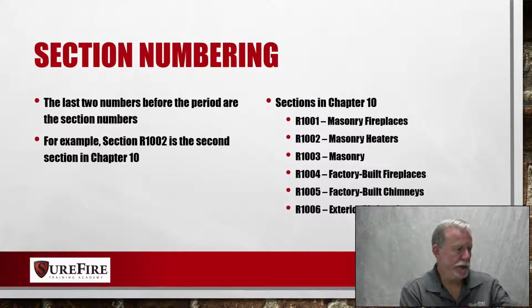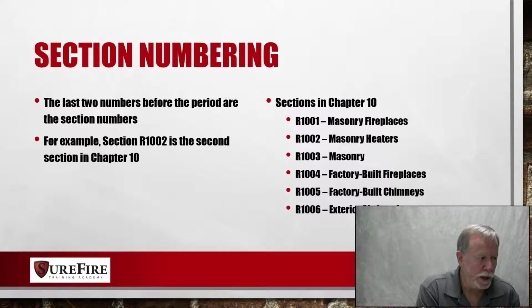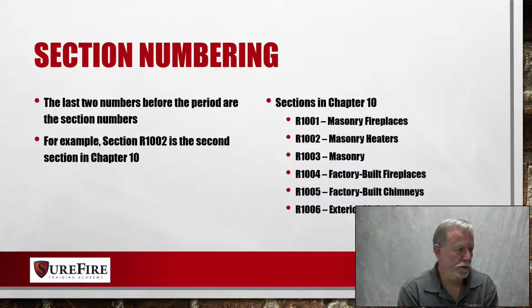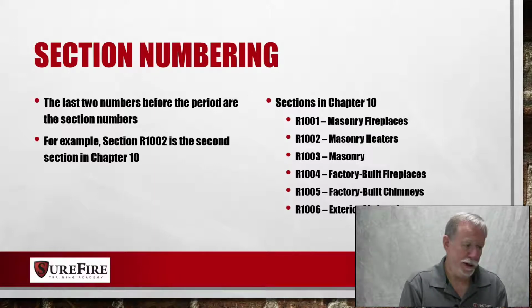In the sections of chapter 10, you can see R1001 is masonry fireplaces, R1002 is masonry heaters, R1003 is masonry chimneys, R1004 is factory-built fireplaces, R1005 is factory-built chimneys, and R1006 is exterior air supplies for fireplaces.